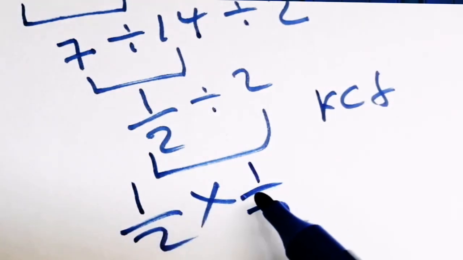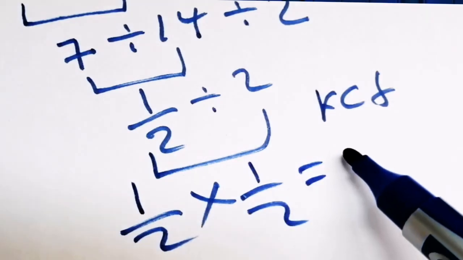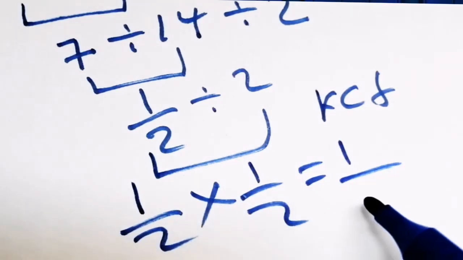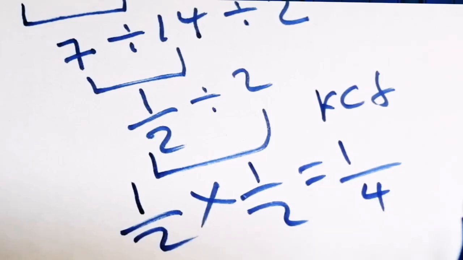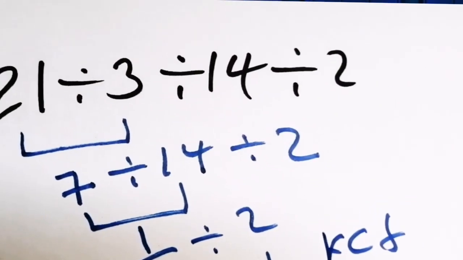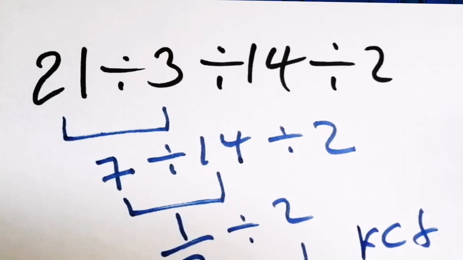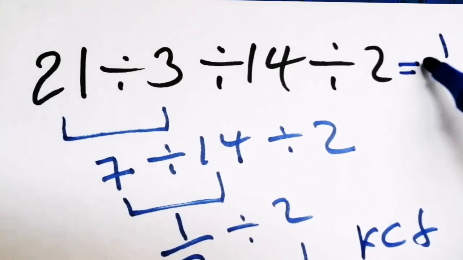Okay, then 1 over 2 times 1 over 2 means 1 times 1 equals 1, 2 times 2 equals 4. This is the final answer of this problem. Okay, therefore the correct answer of this problem is 1 over 4.